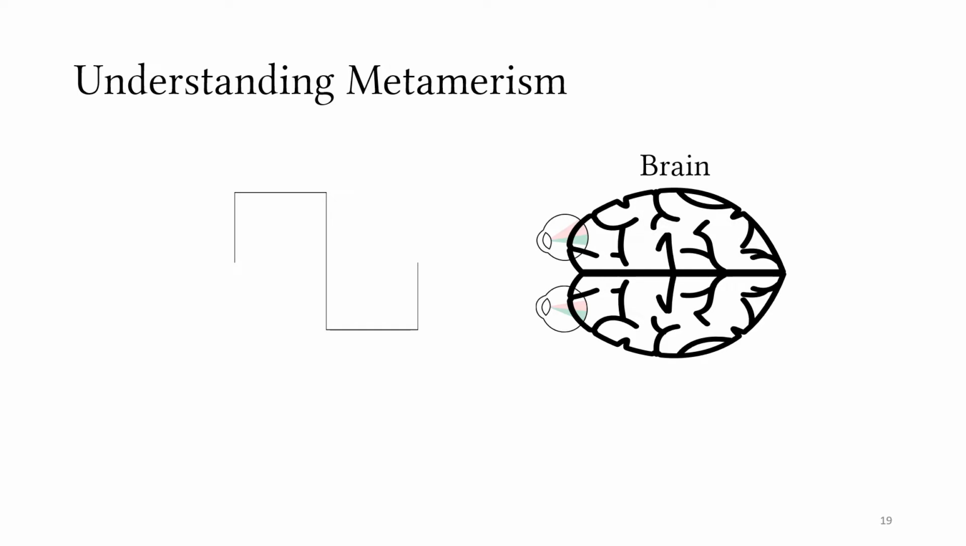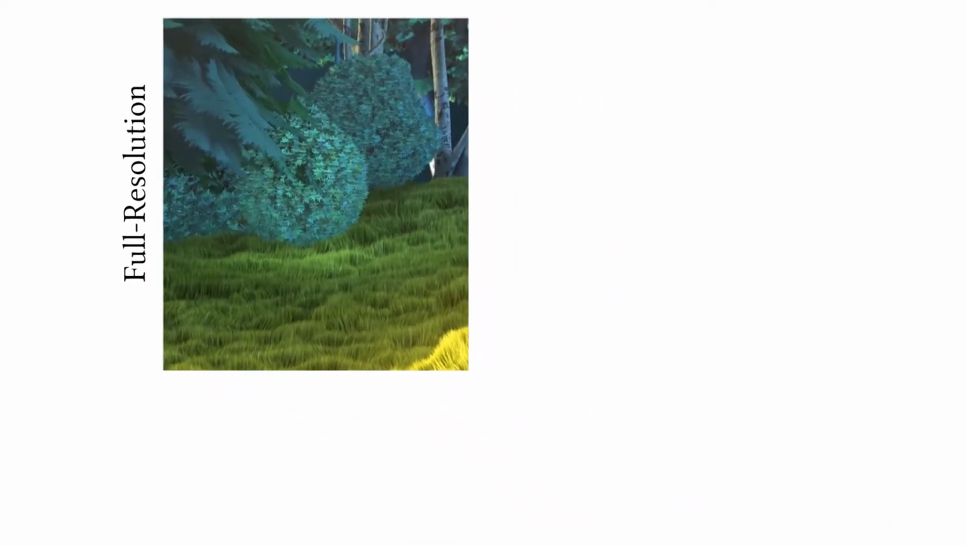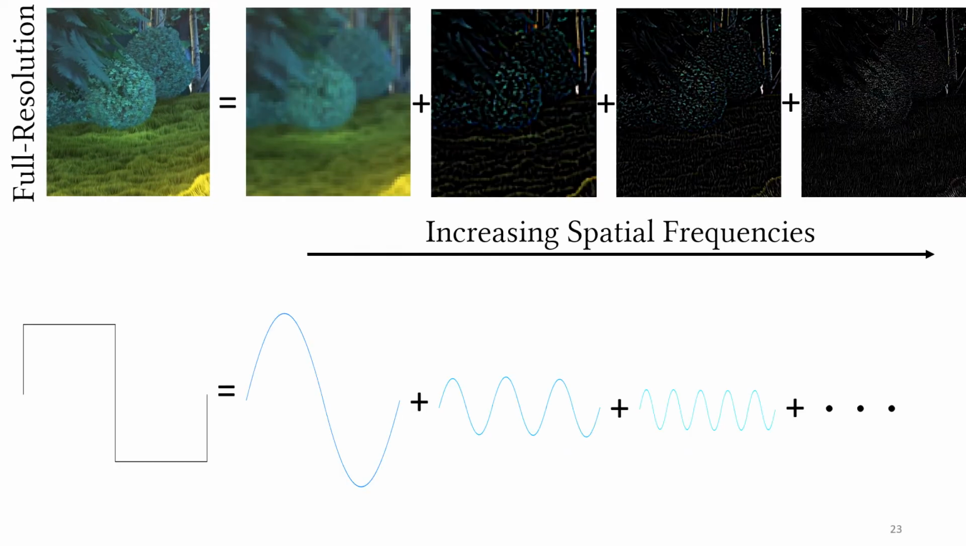The key observation is that a significant body of cognitive psychology research advocates the brain's role as a harmonic analyzer. Incoming stimuli can be decomposed into their constituent harmonics, and analyzing the response of the brain to these basis harmonics can give us insight into the processing. To that end, let us do a harmonic decomposition of a full resolution image patch. It can be seen that the bands corresponding to higher spatial frequencies capture finer information.